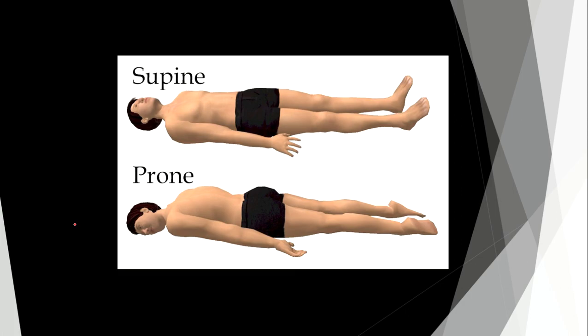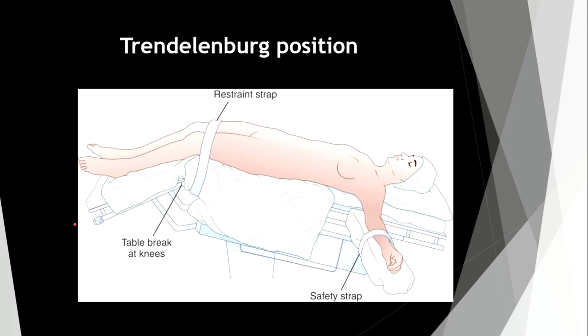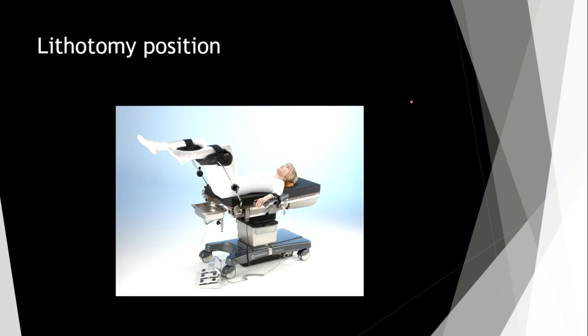Here we have supine, the most often used position in abdominal surgery; prone position; Trendelenburg position. Trendelenburg position allows us to operate on the lower part of the abdomen because the bowels go up. Lithotomy position is most often used for gynecology operations, and, as understandable from the name, for some urologic procedures.